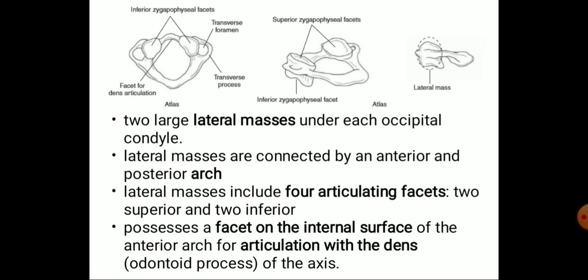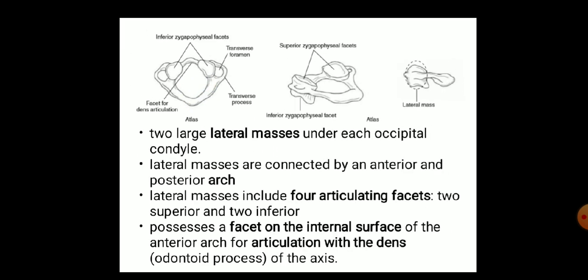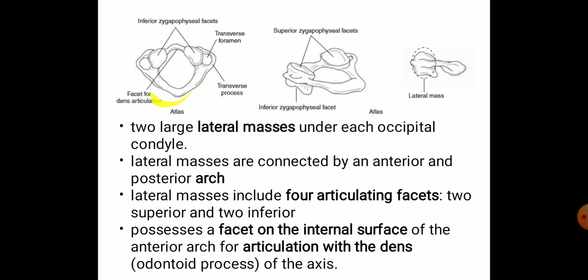The lateral masses are connected by, and look at this, the anterior arch and the posterior arch. So the lateral masses are connected by an anterior arch and a posterior arch. The lateral masses include four articulating faces, two superior and two inferior. As I have said, the two superior faces attach with the occipital condyles, and the inferior ones articulate with the C2 cervical vertebra.